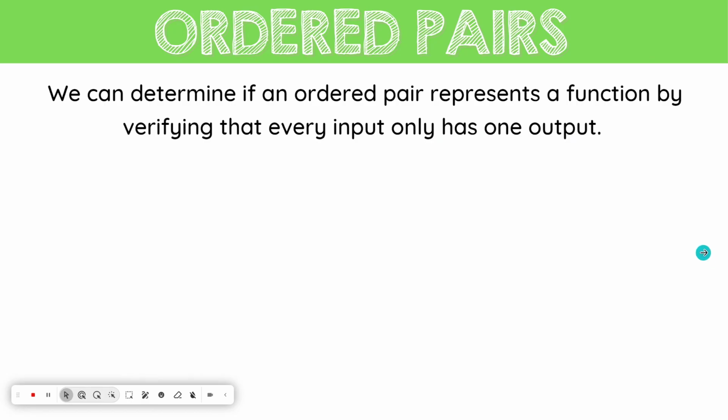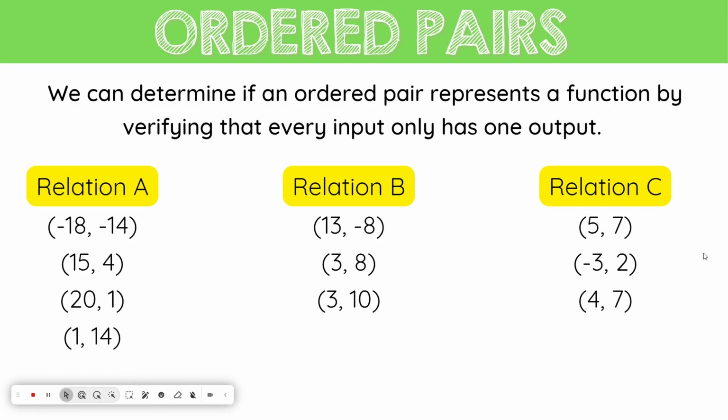Okay, so we're going to go over a couple examples of how to identify a function. The first one is when we're given a set of ordered pairs. And we can determine if a set of ordered pairs represents a function by verifying that every input only has one output. So let's look at these three cases. I will do the first two, and then I'll leave the third one up to you to see if it's making sense.